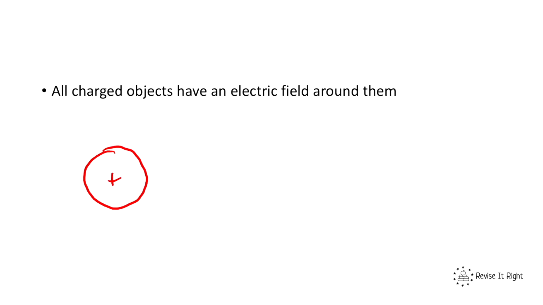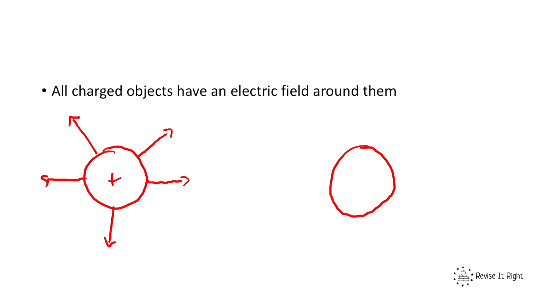Now it's important to remember that in a positively charged object, the electric field lines point away from the positive charge. So the electric field lines point this way in a positively charged object. Now in a negatively charged object, the electric field lines point towards the object. So here is a negatively charged object. And here we can see that the electric field lines are pointing towards this object.